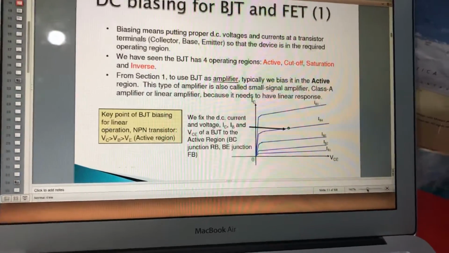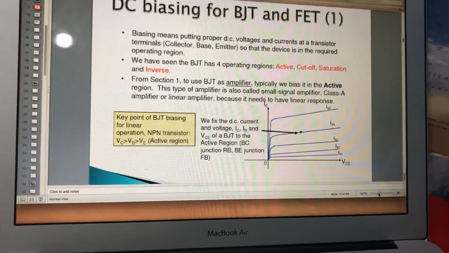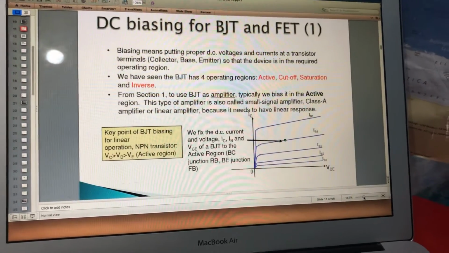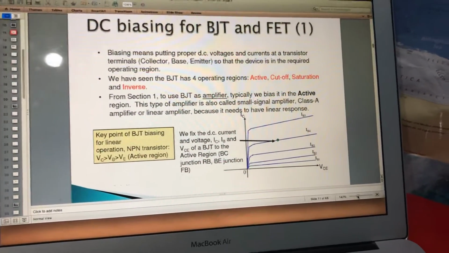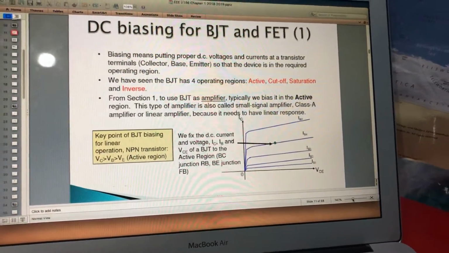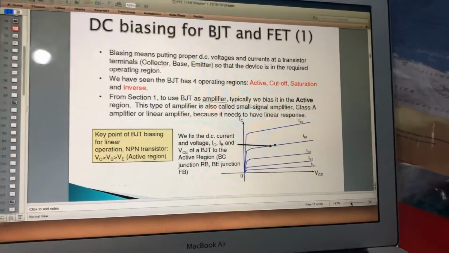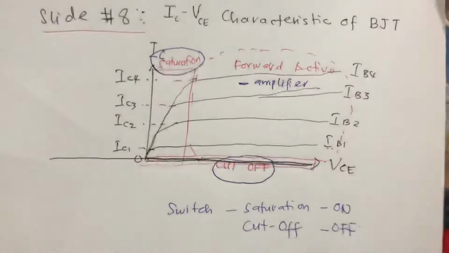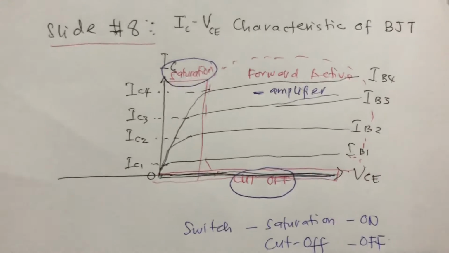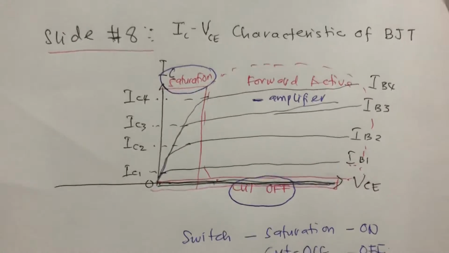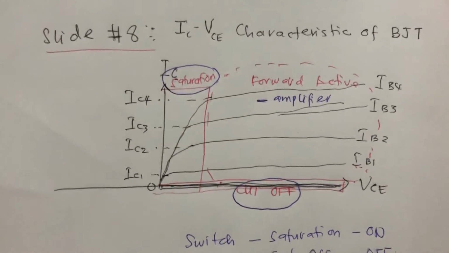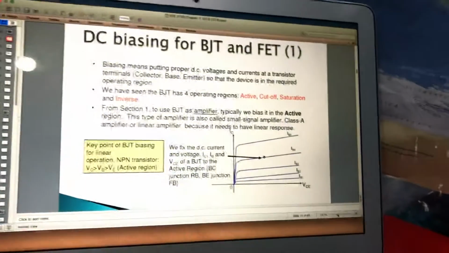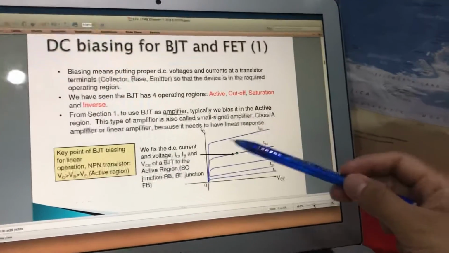Remember, in this course, we are going to analyze and design amplifiers. So we want the BJT to be in the amplifier region. Remember that last lesson I said in which region this BJT works as an amplifier? The answer is forward active. So meaning that in this area.